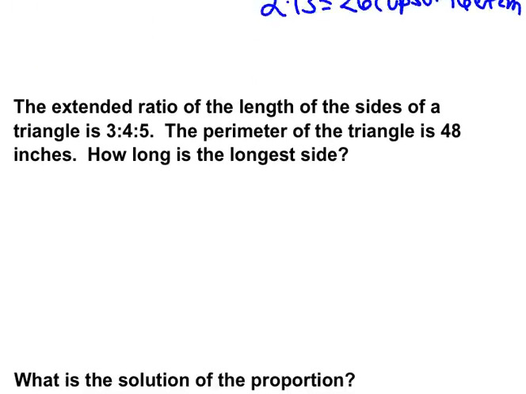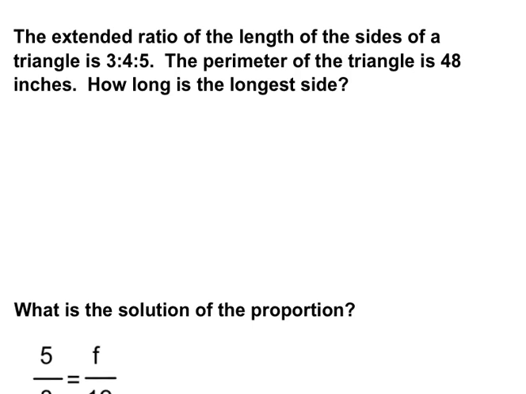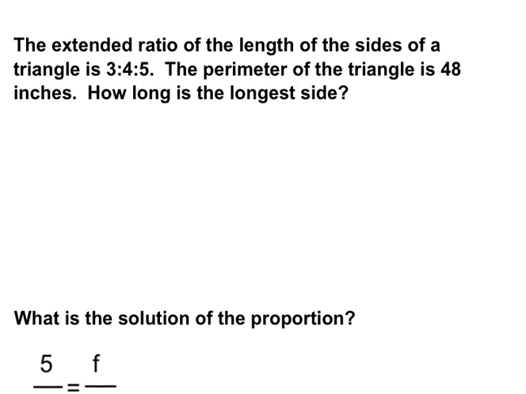This next one says the extended ratio of the length of the sides of a triangle is 3 to 4 to 5. The perimeter of the triangle is 48 inches. How long is the longest side? What they're saying is if you have a triangle with sides of 3, 4, and 5, that would be a very small triangle. That would be a triangle with a perimeter of 3 plus 4 plus 5, that'd be a perimeter of 12. But we have a perimeter of 48.